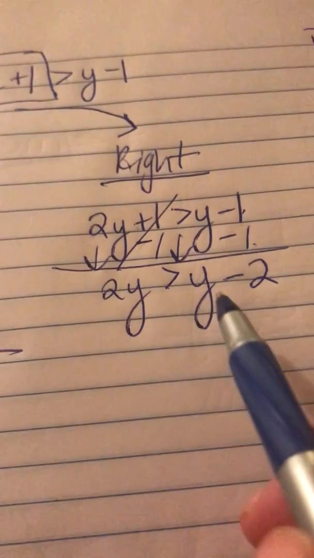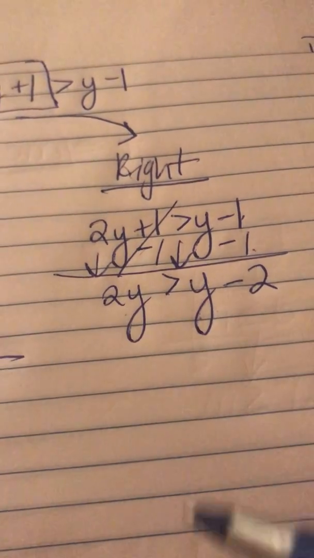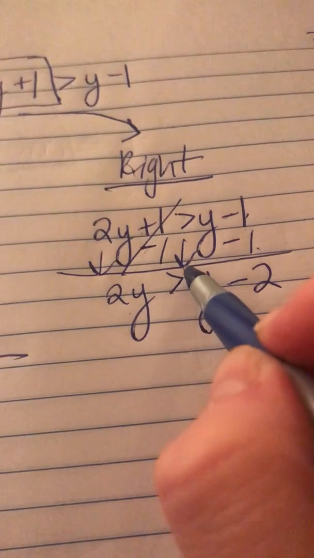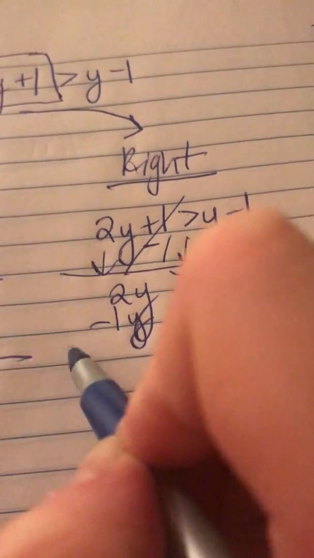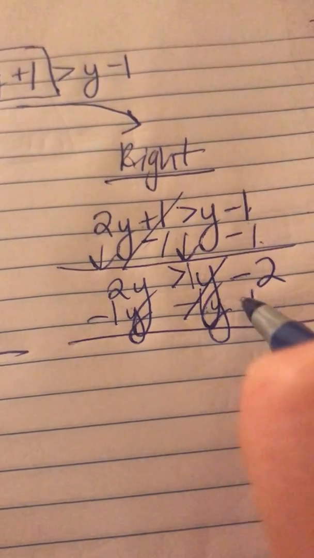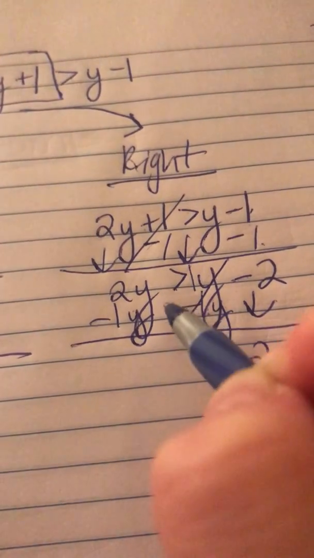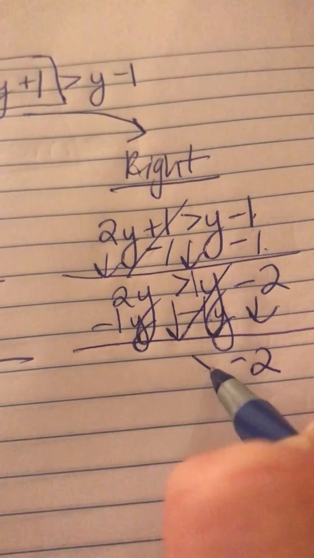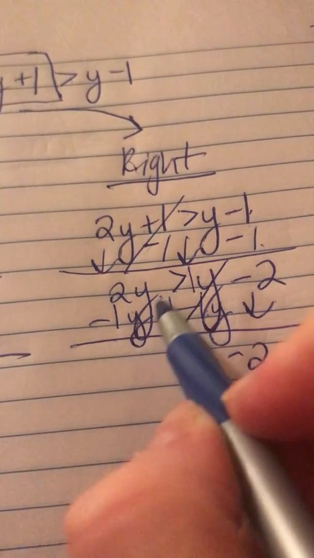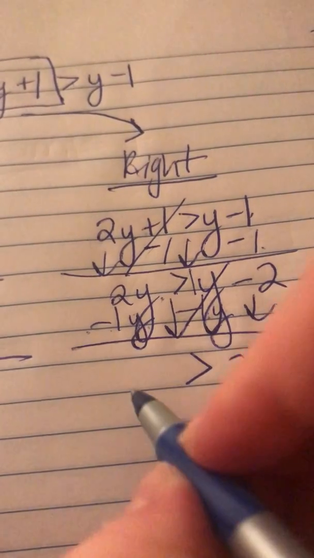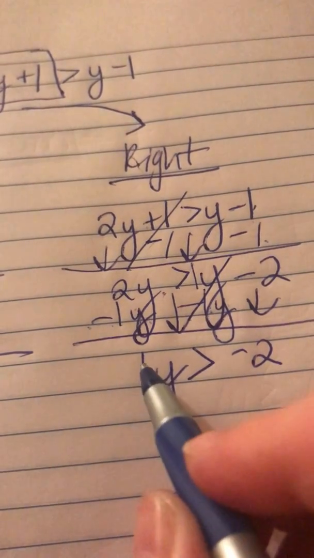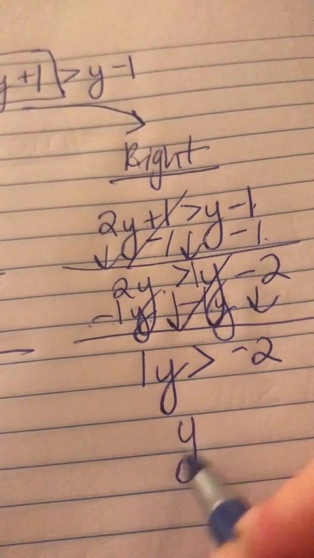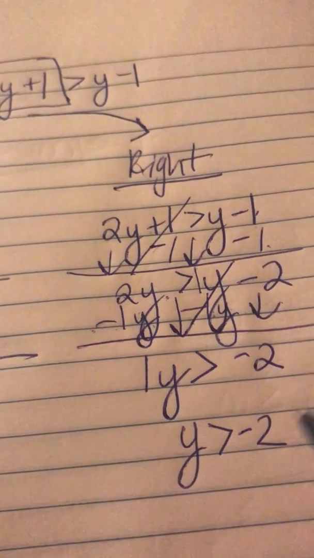Now I see that I can combine my y's because those are like terms. Since this is a positive 1y, I'll subtract 1y from both sides. This cancels out, leaving me just with a negative 2 on the right. Bring down the inequality symbol. And 2y minus 1y is just 1y. Or again, you could write this differently if you want. Take out the 1 and you're just saying y is greater than negative 2. Okay? So now I have two solutions.